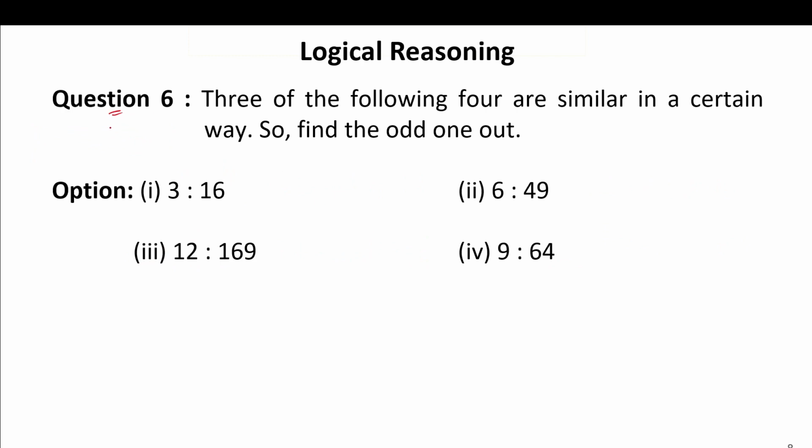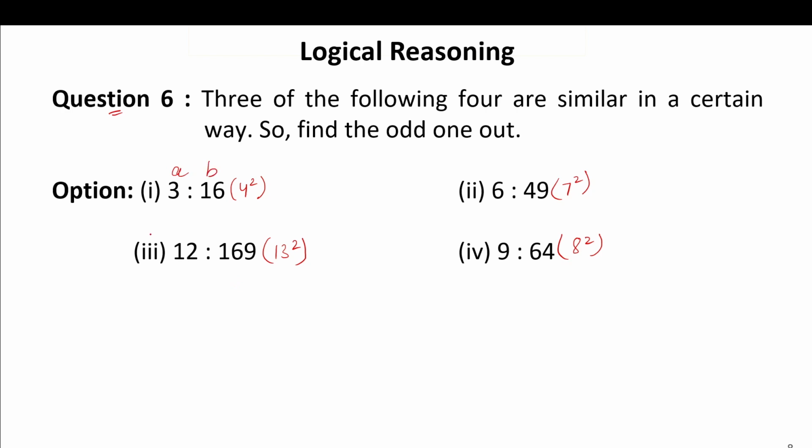Question number 6. Again, 4 options are given to us and we have to identify which of them is the odd one out. Over here, 16 is basically the square of 4, 49 is 7 square, 64 is 8 square, and 169 is 13 square.